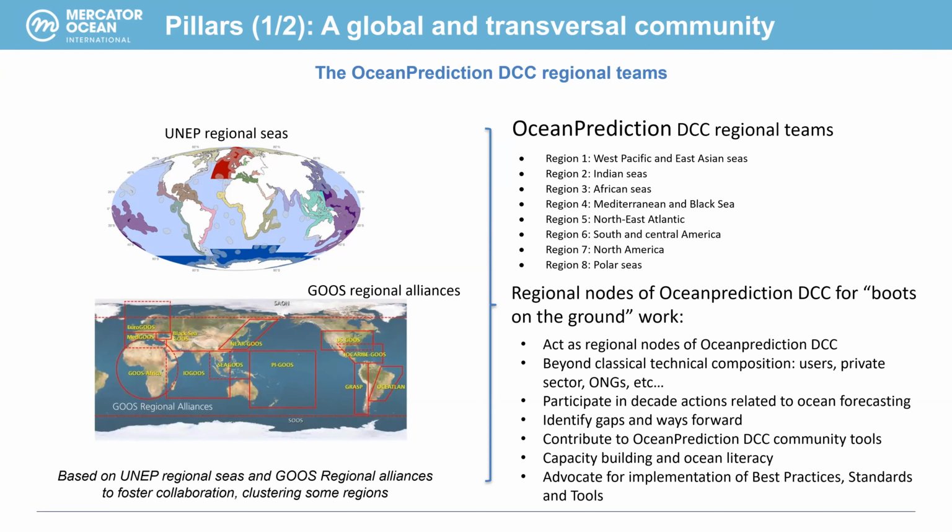And so we need to organize in regions. What we have decided is to take mainly the best of both worlds from UNEP regional seas and GOOS regional alliances, and we have created therefore our own distribution of the seas and of the ocean, and we are plugging all these regional seas into our regions, and the same for the GOOS regional alliances. So we can take, as I said, the best of both worlds, and these teams will be in charge of identifying gaps and ways forward, and contributing to Ocean Prediction DCC community tools. I will talk about this in the next slide.